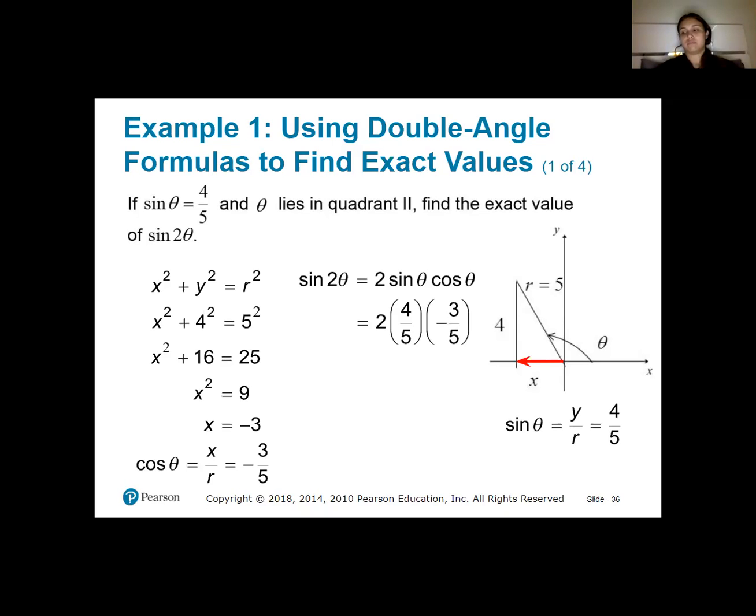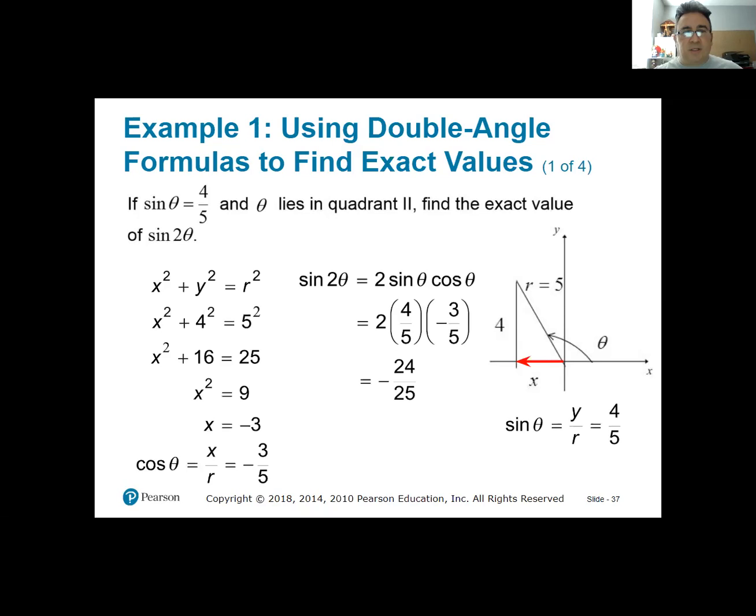Right. So you just take it one step at a time. I know my answer is going to be negative because I only have one negative in this. Everything's being multiplied, so the answer is going to be? Negative 24 over 25. Yeah, negative 24 over 25. So I'll give you a couple of seconds to finish writing in case you were writing.